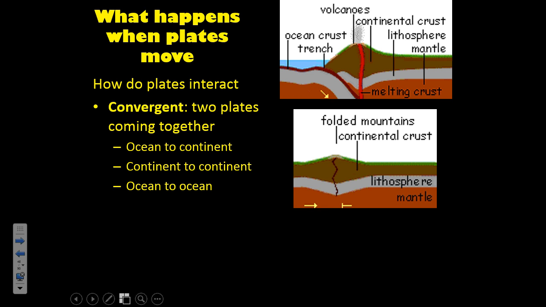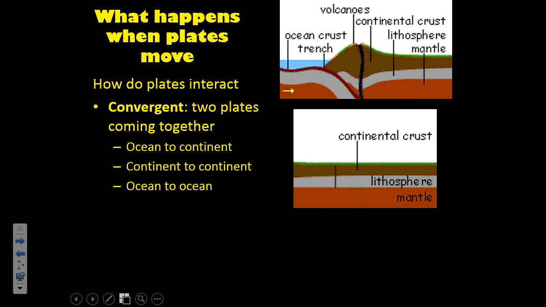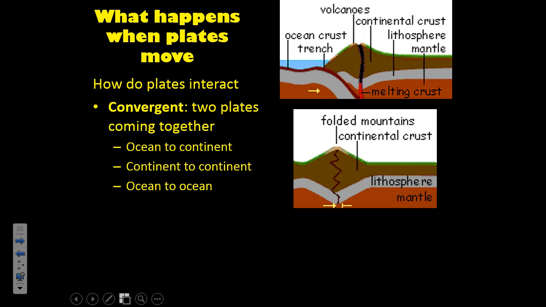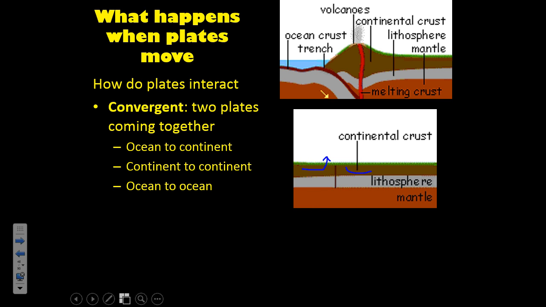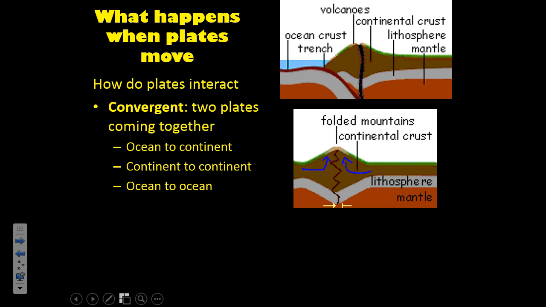This diagram, the second one here, what we're looking at is continental and continental coming together. And in this case, they both have the same density, so instead of going down, they scrunch into each other and then go upward. This is a great example of how the Himalaya mountains form, like Mount Everest, the tallest mountain in the world.